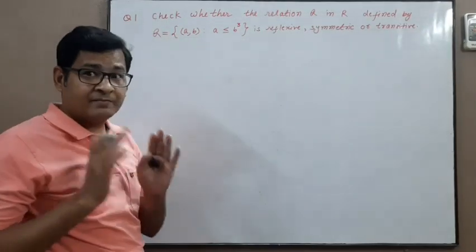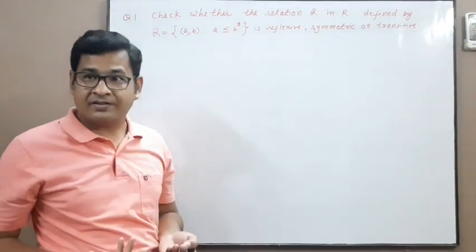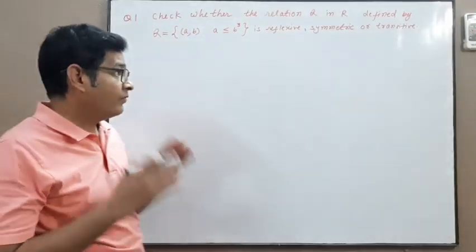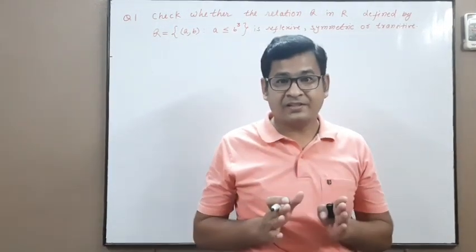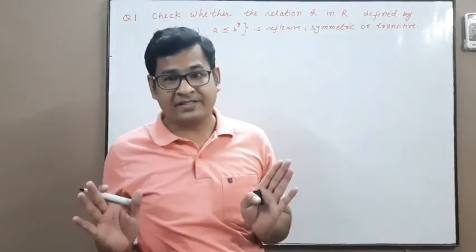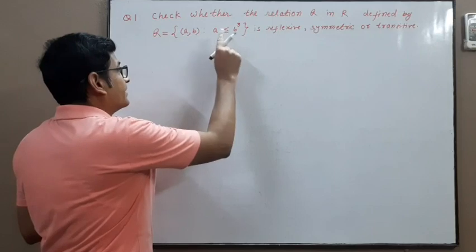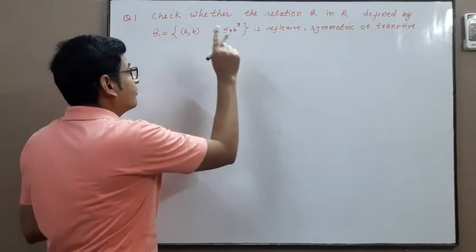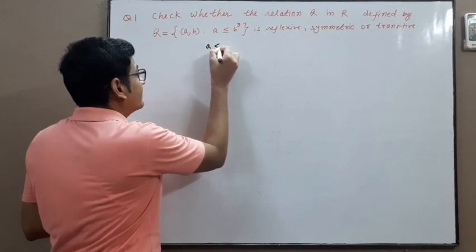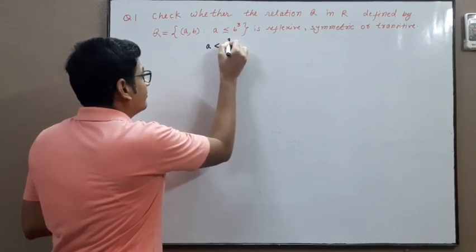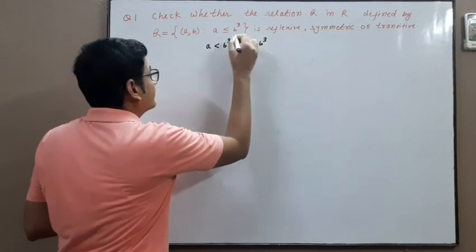Check whether means some doubt in our mind, maybe the relation is reflexive, symmetric or transitive. Whenever a relation is not reflexive, not symmetric, not transitive, always give a counter example. So now just check: what is the meaning of a ≤ b³? Either a < b³ or a = b³. This is the meaning.